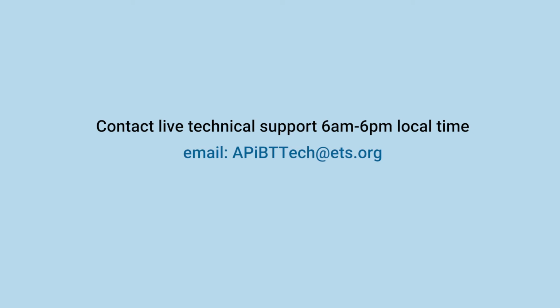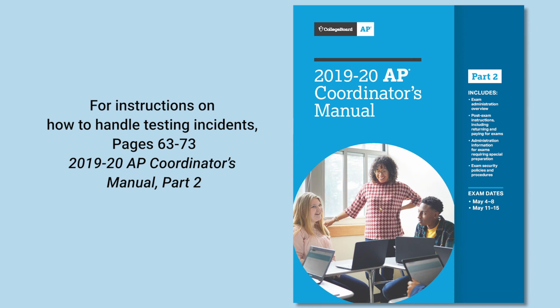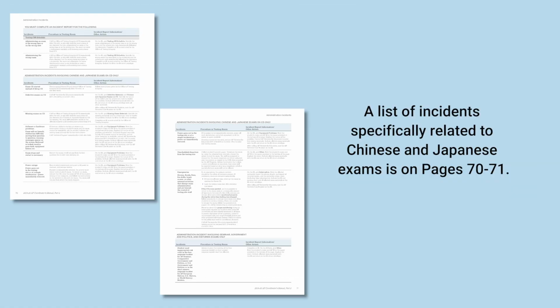Contact technical support at email apibttech@ets.org, phone 609-406-5640. For instructions on how to handle testing incidents, refer to pages 63 through 73 in the manual. A list of incidents specifically related to Chinese and Japanese exams is on pages 70 to 71.